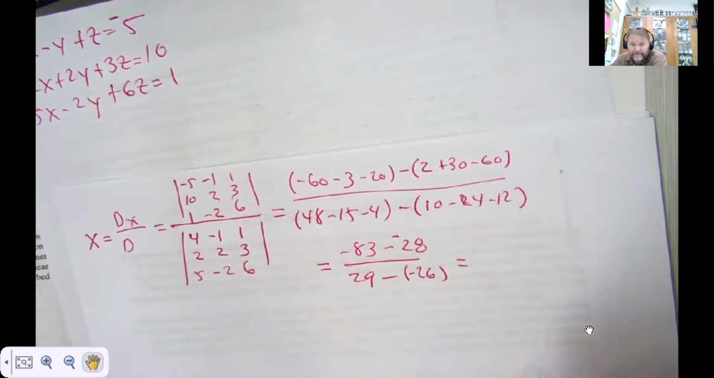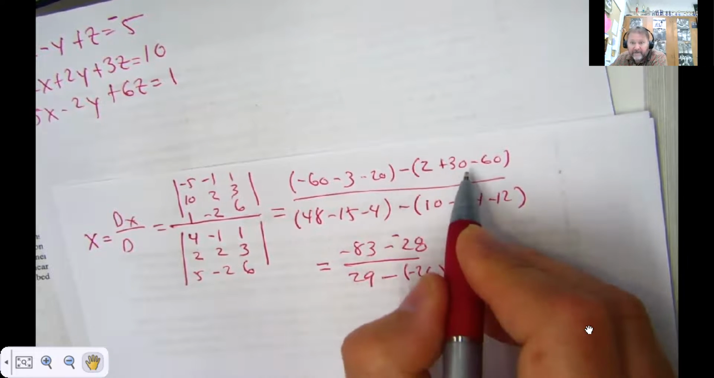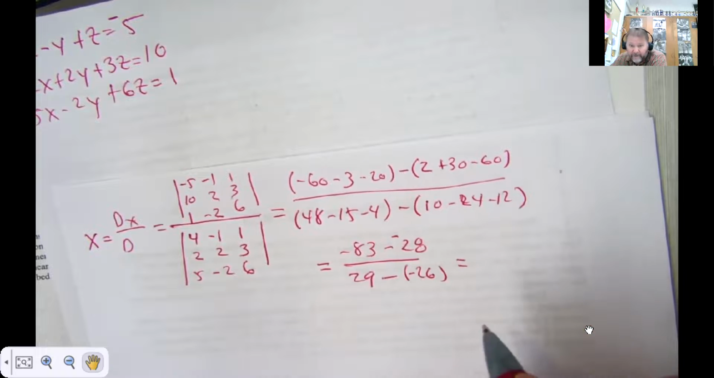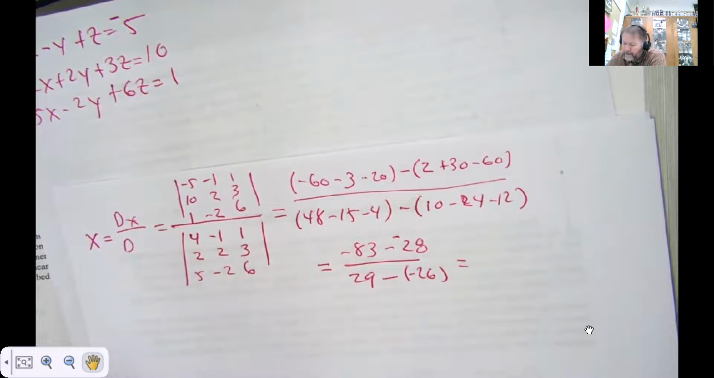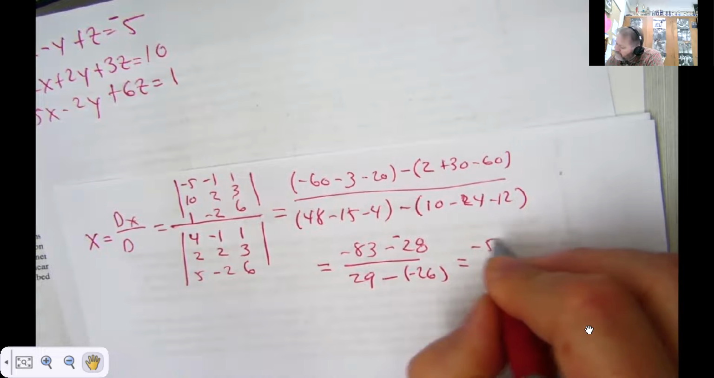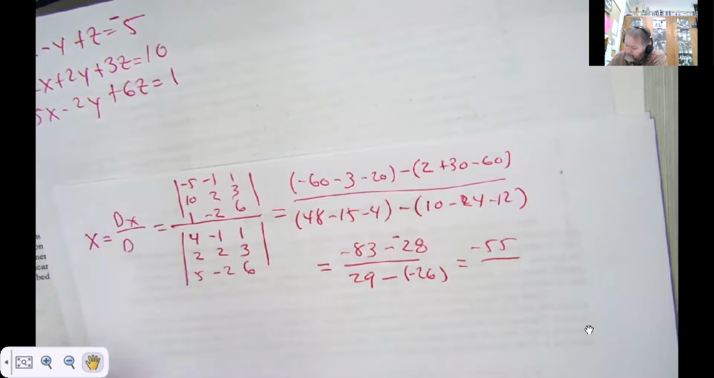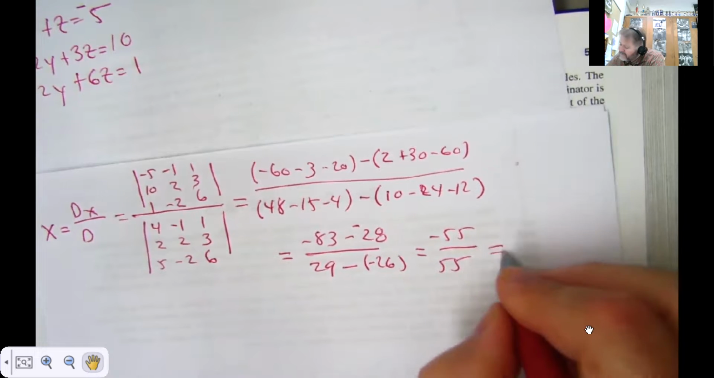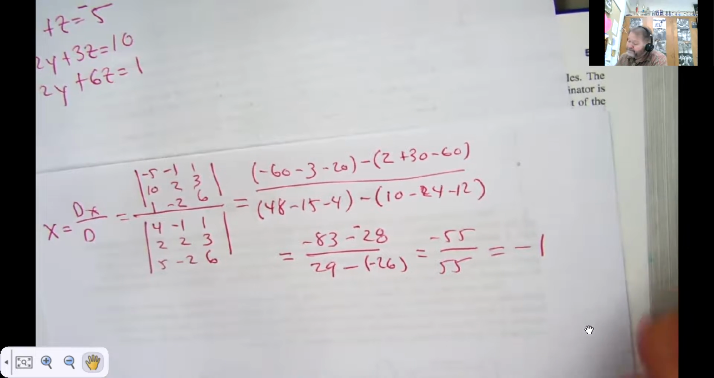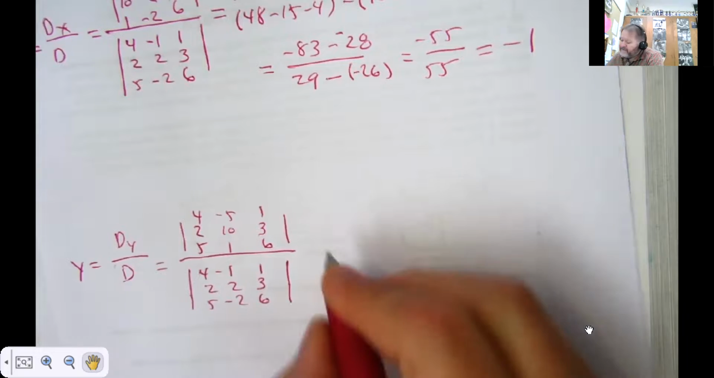Rowan, that would have sucked. It's minus negative 28. Hold on. You subtract a negative, it's like adding a positive. So it's going to be negative 55 over 55. And negative 55 over positive 55 is negative 1. There's my x value. All right, on to the next one.